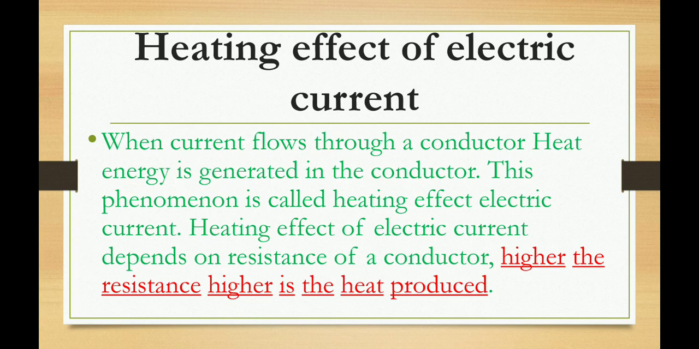Resistance, which opposes the flow of charge. So here, the heat energy developed in a conductor depends on the resistance of that conductor. As the resistance of that conductor increases, the heat produced in that conductor will also increase. One more factor is that the heat produced in the conductor also depends on electric current. So as the electric current flowing through that conductor increases, the heat produced in that conductor will also increase.